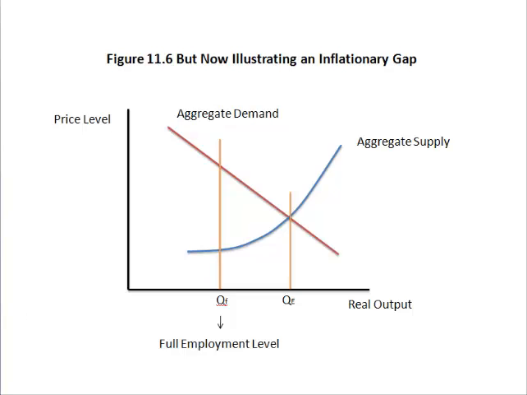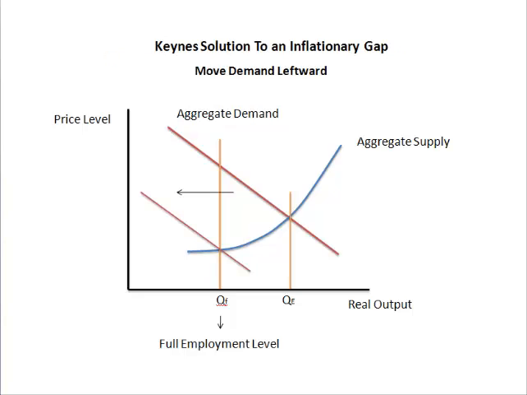So let's see how we would solve that. Wait a minute, time out. Here we go. If we were a Keynesian, our solution would be to move the aggregate demand curve to the left to where it now intersects with the new aggregate supply curve at the full employment level. So we would have done that using C plus I plus G, that whole business, except we would have used it in reverse from where we were talking about earlier.